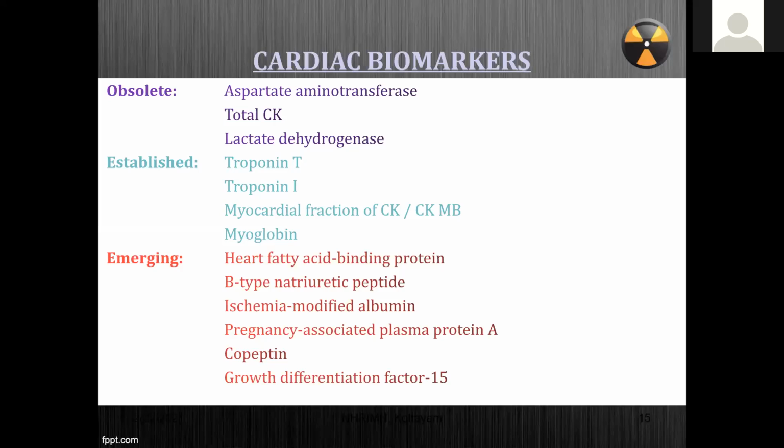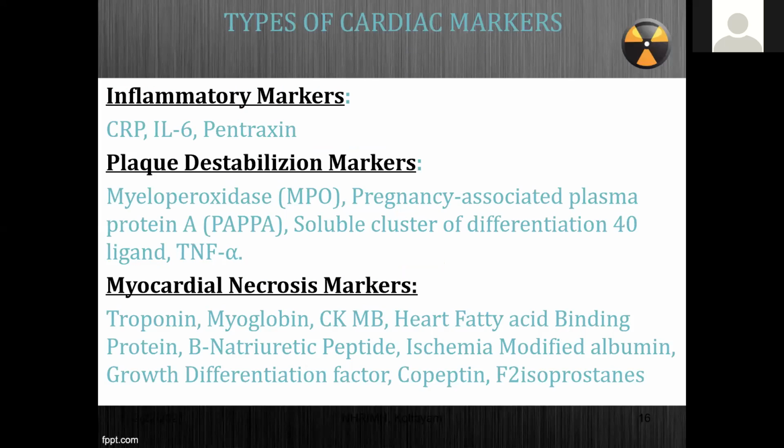Types of cardiac biomarkers: on what basis, and what are they going to depict? There is CRP, interleukin 6, and also pentraxin. They show that there is an inflammatory marker, that inflammation is going on in the cardiac muscle. That is the first point. So I have divided them into three categories: inflammation markers, plaque destabilization markers, and third, myocardial necrosis markers.